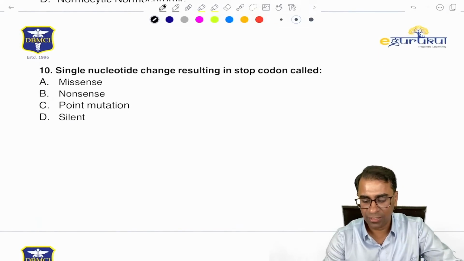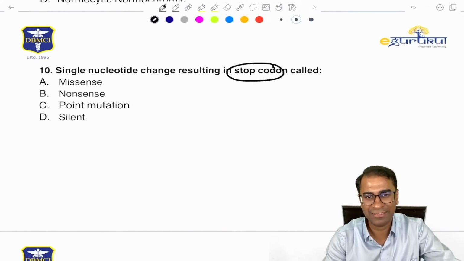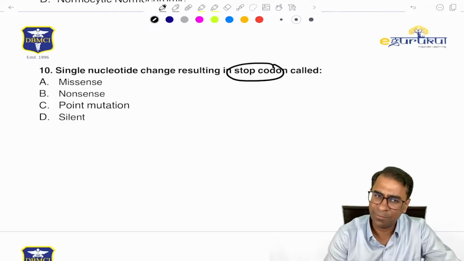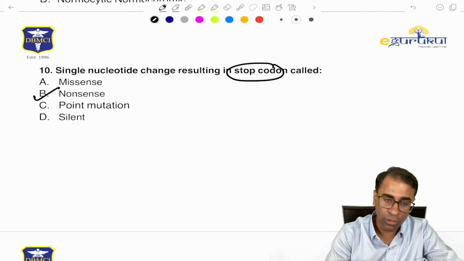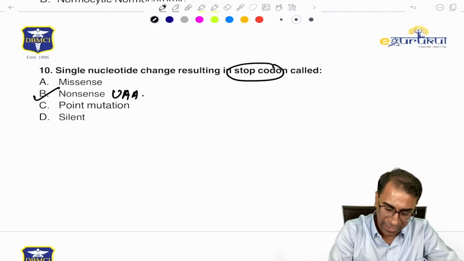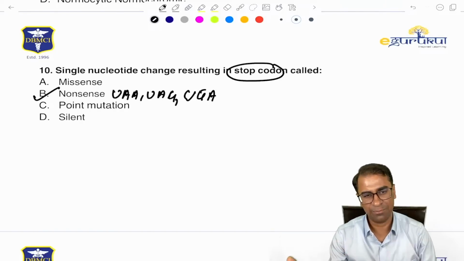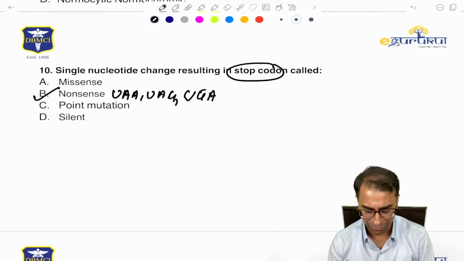Single nucleotide change resulting in a stop codon. I don't think there is any need for any explanation here. It's a straight case of nonsense mutation. UAA, UAG, and UGA are the three examples of nonsense mutations. This is a very simple case. I don't think I need to explain any further.